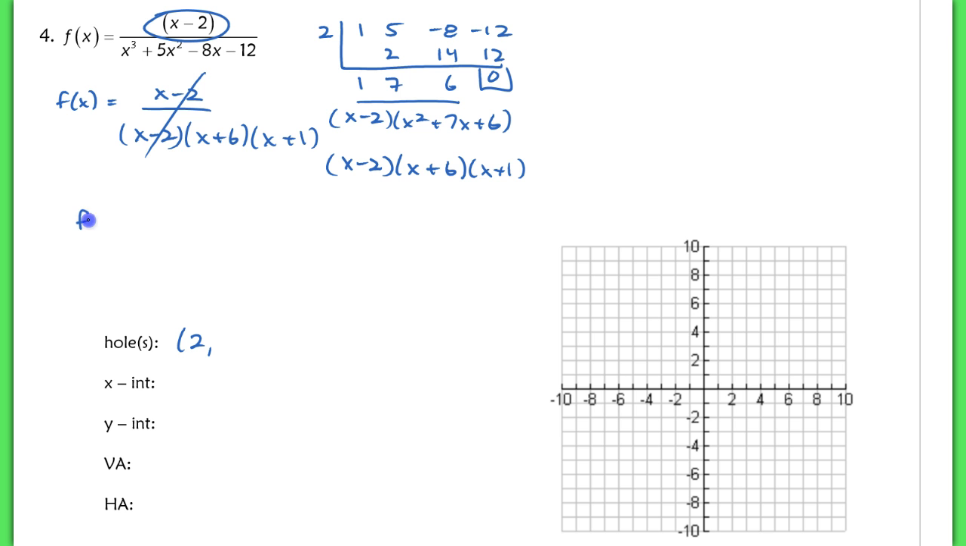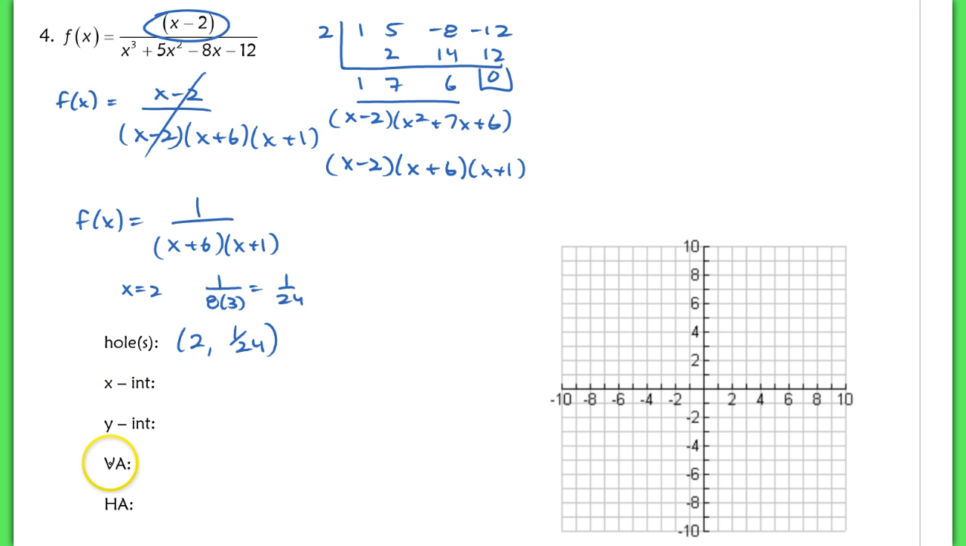So in my resulting function, I have f of x equals 1 over (x plus 6)(x plus 1). So I'm going to plug in x equals 2. So I have 1 over 8 times 3, which is 1/24. So I have a hole at (2, 1/24).